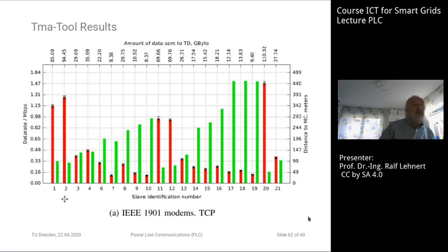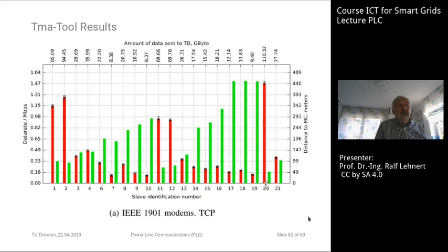I think it is download or upload? I can't say from this. Let us assume that it is download. It is upload traffic, because this is the most important one. That means, for instance, the slave number 1, which has a distance of about 100 meters from the head end, produces a data rate of about 1 megabit per second.